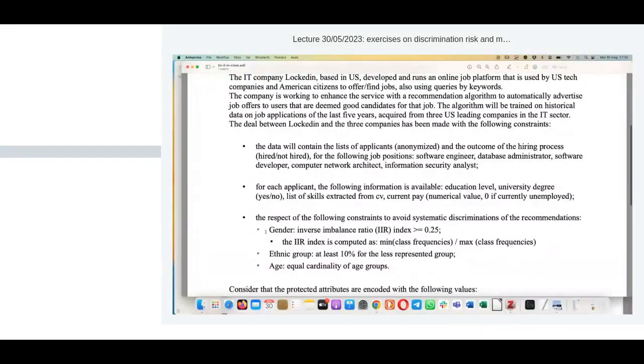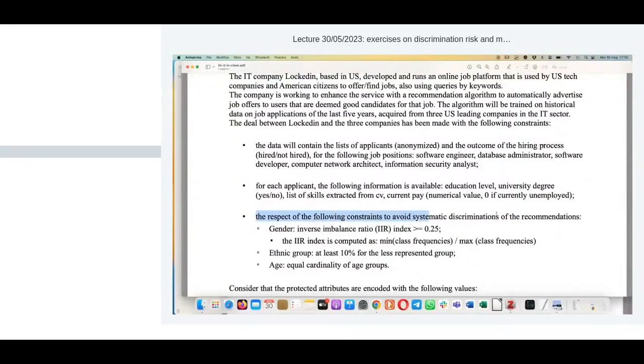Second, there is respect for the following constraints to avoid systematic discrimination by the recommendation. So there are some constraints. Gender: inverse imbalance ratio higher than or equal to 0.25, where the inverse imbalance ratio is computed as the minimum between the frequencies of the 2 classes, female and male, divided by the maximum. So if you have 20% female and 80% male, you compute 20 divided by 80, and you get this index, which is the inverse imbalance ratio.